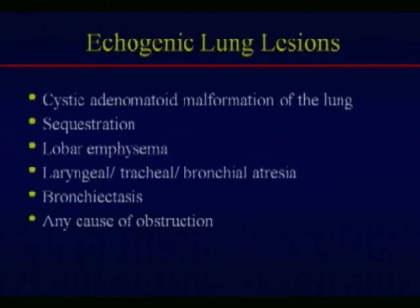I'd like to go on and finish most of the rest of the talk talking about echogenic lung lesions. And I'm really grouping several different conditions when I talk about echogenic lung lesions, acknowledging the fact that it can be quite difficult to distinguish some of these conditions. The most common one we would consider here would be cystic adenomatoid malformation of the lung. I'm going to refer to it as CAM just because it's a lot easier to say.